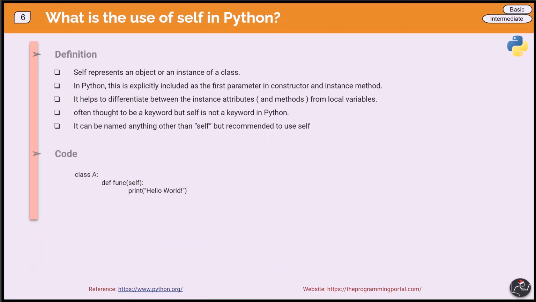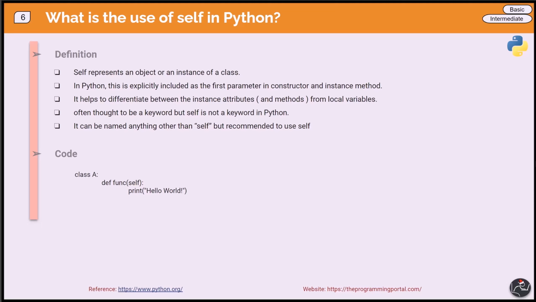In our earlier constructor topic, we came across the word self. Self represents an object or instance of a class. You can say that it points to the current object. In Python, this is explicitly included as the first parameter when you are creating any constructor or any instance method. You get some kind of argument error if you don't specify the first parameter as self.